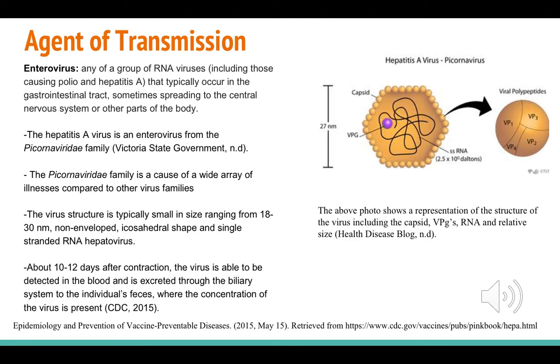The hepatitis A virus is an enterovirus from the Picornaviridae family. The Picornaviridae family is a cause of a wide array of illnesses compared to other virus families. The virus structure is typically small in size, ranging from 18 to 30 nm, non-enveloped, icosahedral in shape, and consists of a single-stranded RNA hepatovirus. About 10 to 12 days after contraction, the virus is able to be detected in the blood and is excreted through the biliary system to the individual's feces, where the concentration of the virus is present.